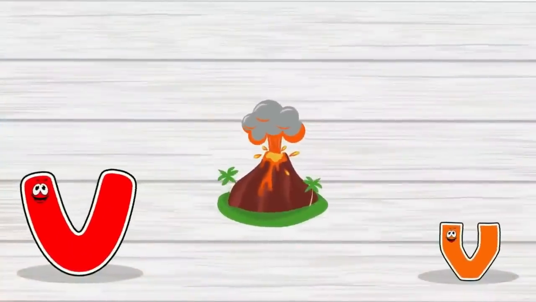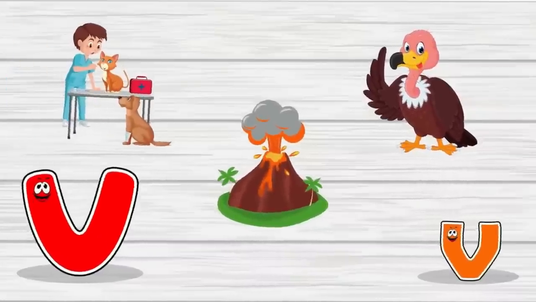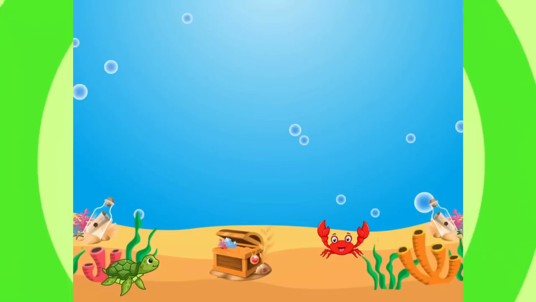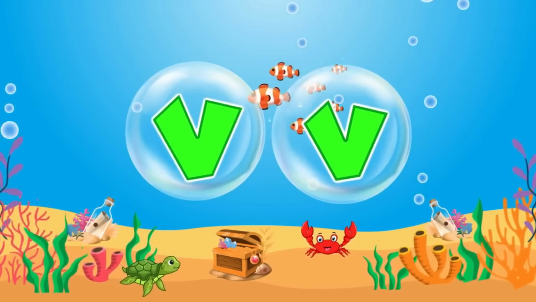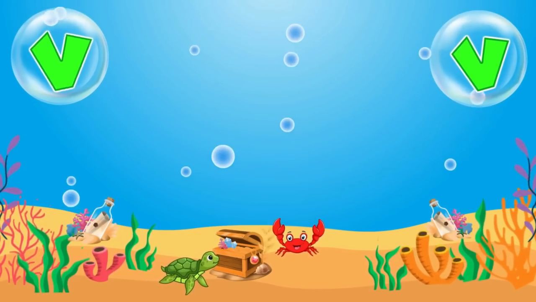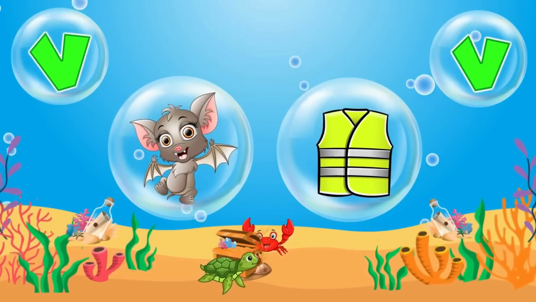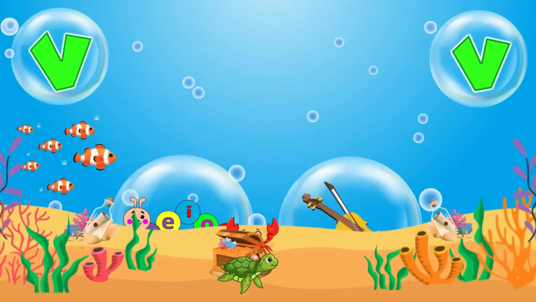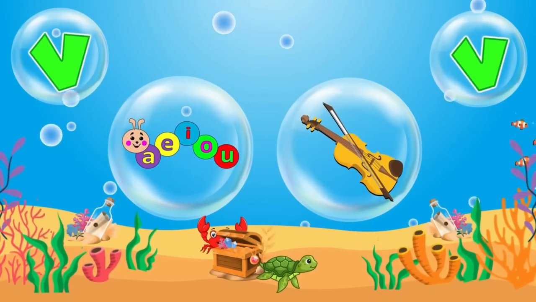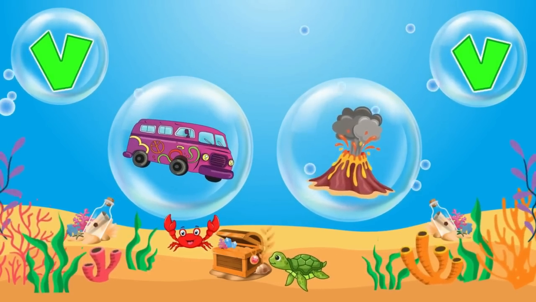V, v, volcano. V, v, vulture. V, v, vet. Oh wow, bubbles. The sound of the letter V is va. Vampire bat. Vest. Vowels. Violin. Van. Volcano.